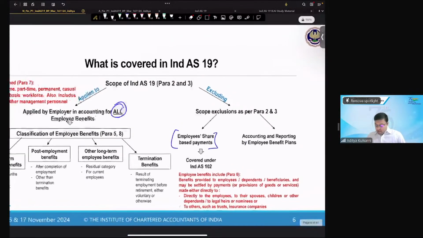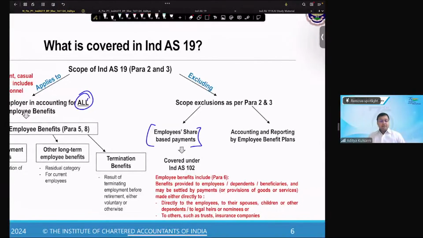Now, what comes in employee benefits? Benefits provided to employees, dependents, beneficiaries may be settled by payments or provision of goods or services made either directly to the employees, spouses, children, or other dependents, to legal heirs or nominees, or to others such as trusts or insurance companies.